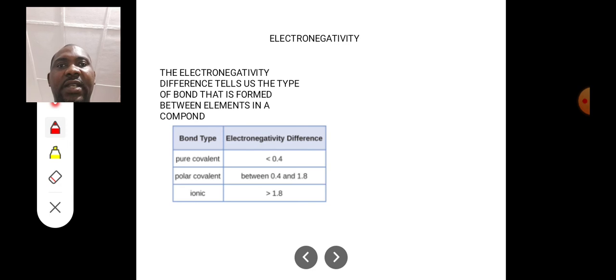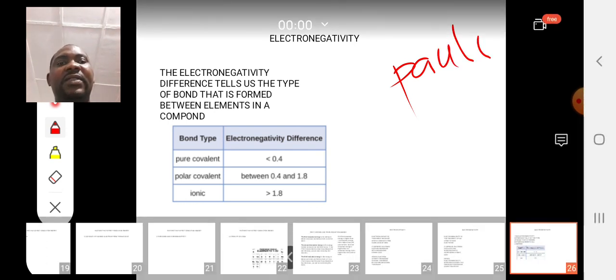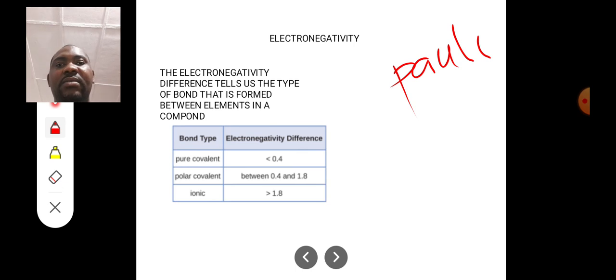Now we move to the next. We have what we call the electronegativity difference. The electronegativity difference tells us the type of bond that is formed between elements in a compound. Now, let me note here that every element has its electronegativity value according to a man called Pauling. He assigned an electronegativity value to elements, and those electronegativity values can even help us tell the kind of bond that can form between elements.